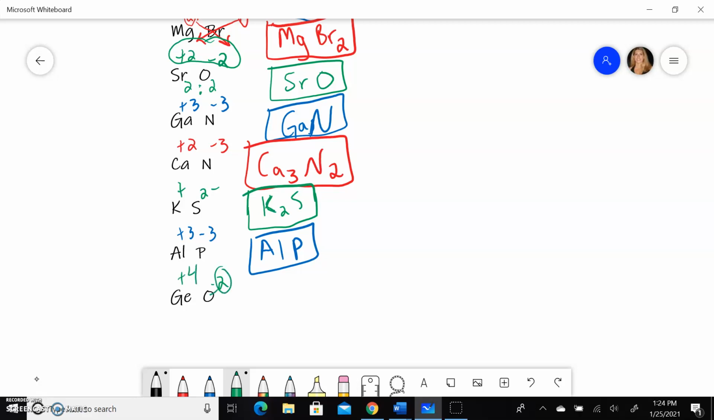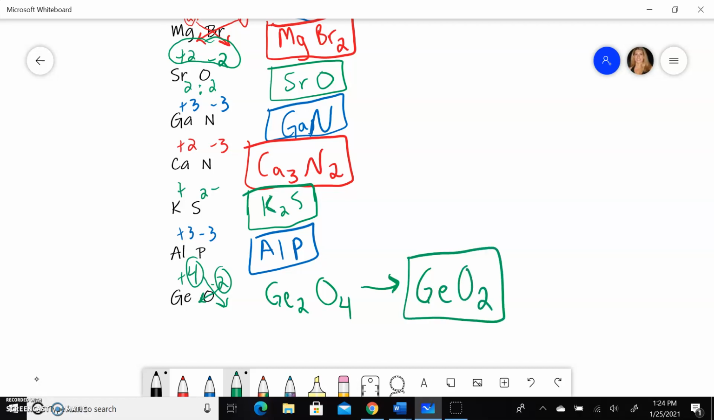Then we're going to take that 2, bring it down to germanium, take that 4 and bring it down to oxygen. And then remember, the last step is if you can simplify, you have to. So 2 and 4 can be simplified to just 1 and 2. And so the final answer is GeO2. And that is it for ionic bonding Lewis structures.